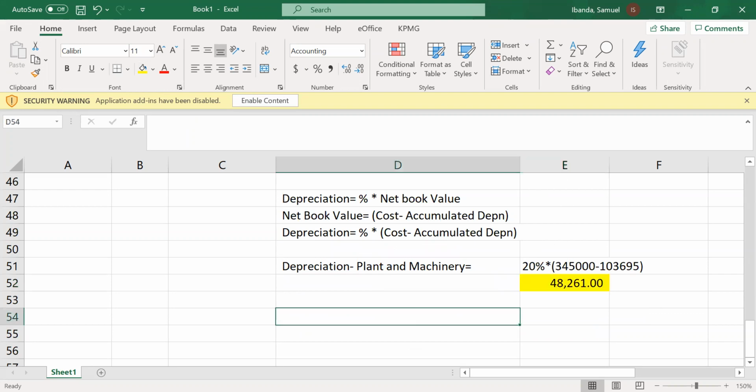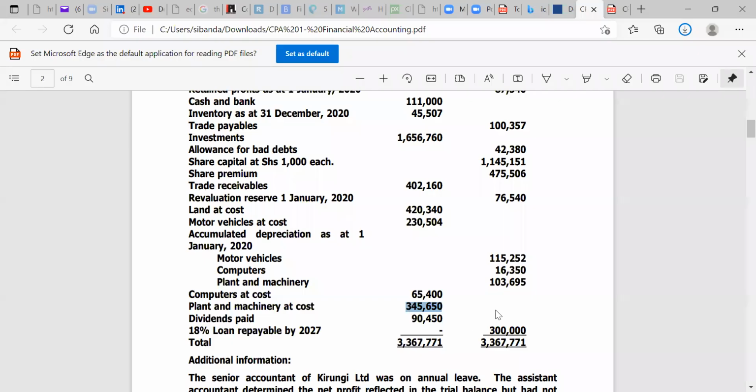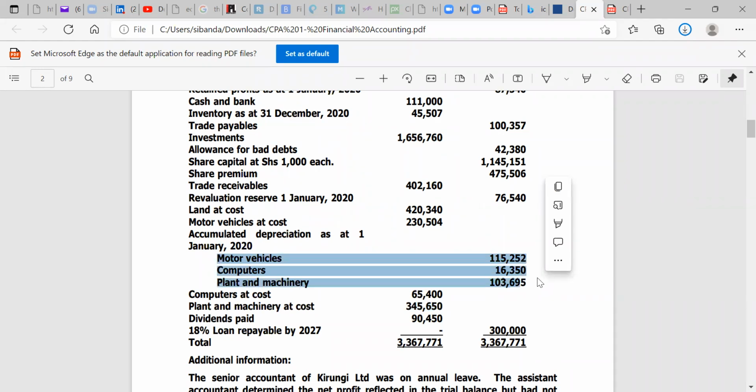Yet for straight line, we just get the value and subject it. We just get the cost here. We don't look at the accumulated depreciation when we are doing depreciation on cost, which is straight line depreciation. We only look at the cost that we have at hand.